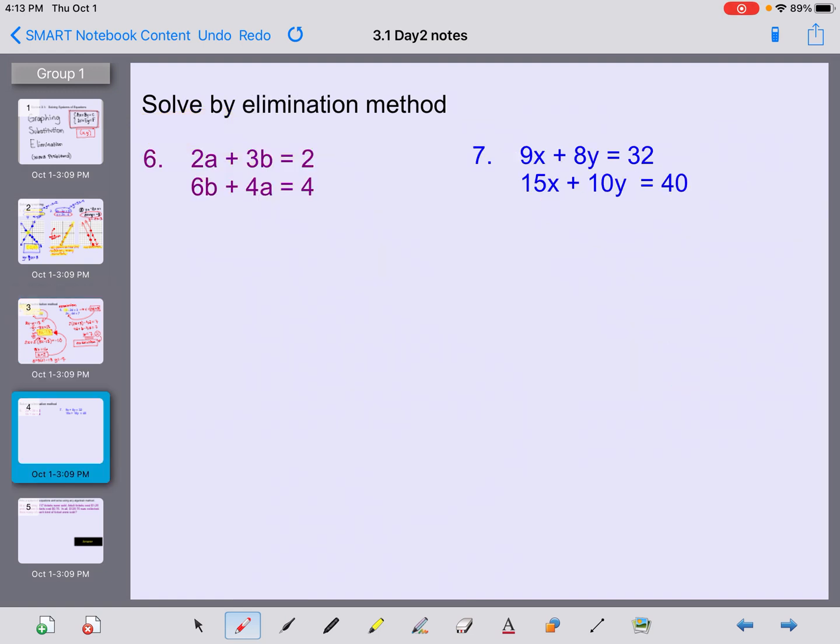All right, elimination method is the last one. So same thing, try each of these problems using that method. If you get the answers right, move on. If you get the answers wrong, listen to the explanation. Go ahead and try them.